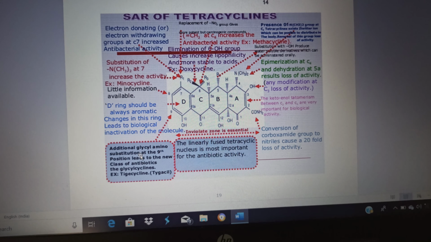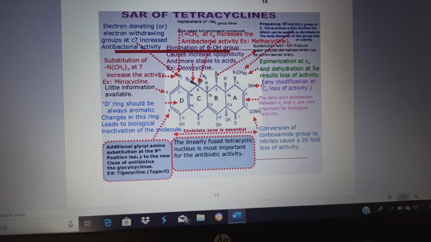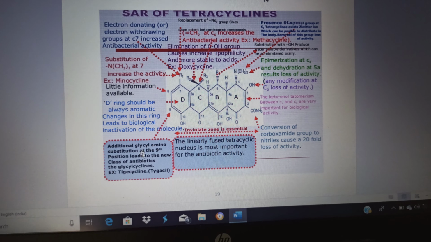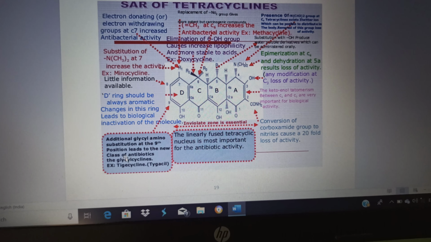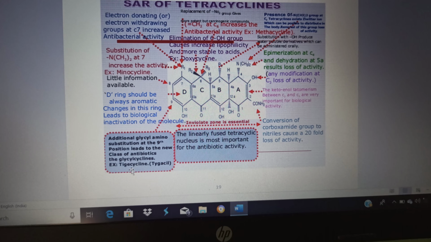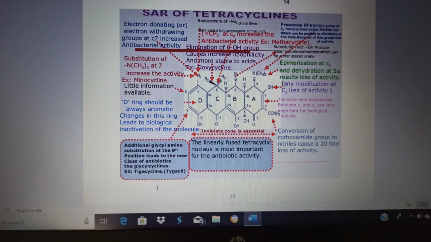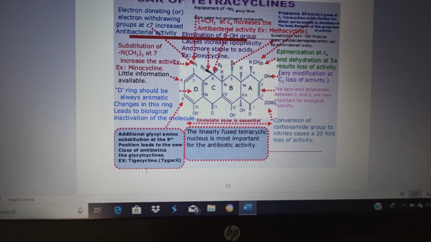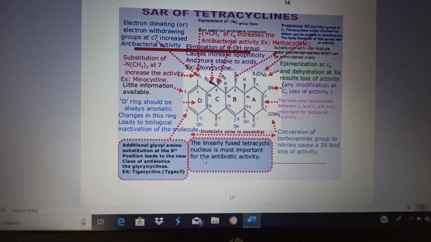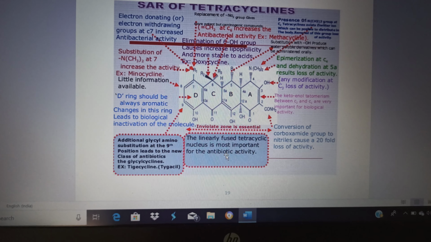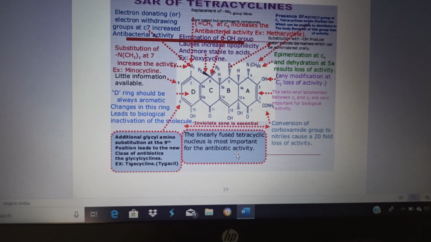Next point is additional glycylamino substitution at the C9 position, which leads to a new class of antibiotic, that is glycylcycline, an example is tigecycline. Next point and main point is the linearly fused tetracycline nucleus is most important for the biological or antibiotic activity.